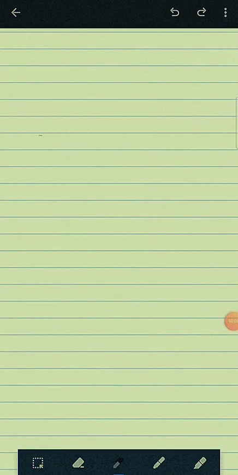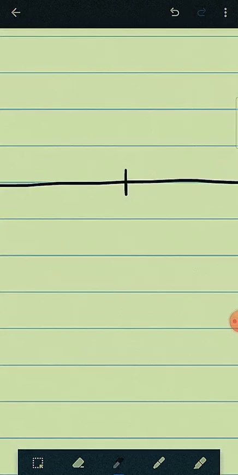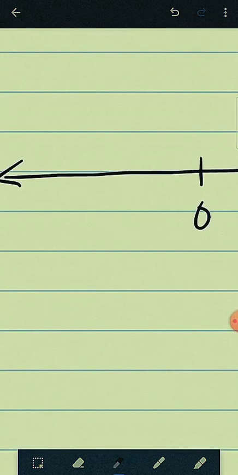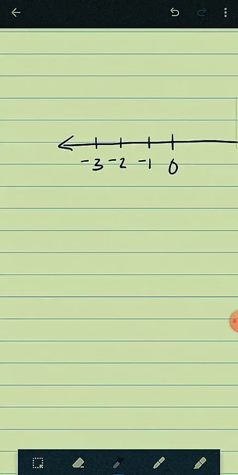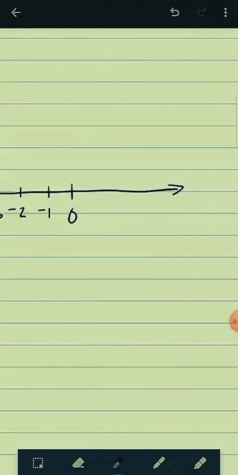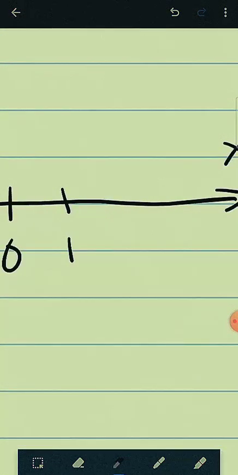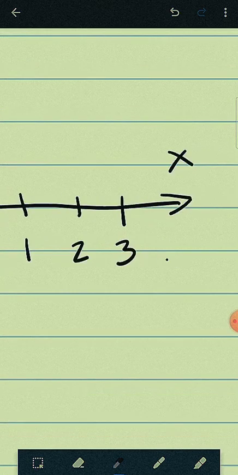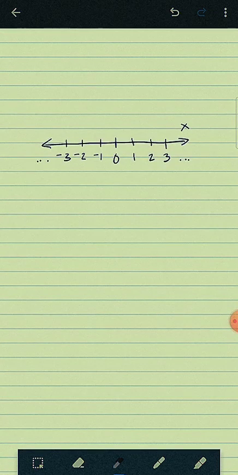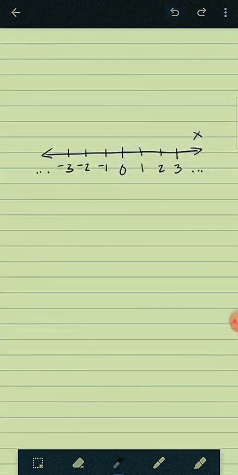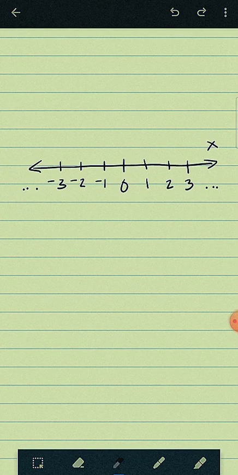Suppose we have this number line. It starts from 0, and as we travel to the left, we've got -1, -2, -3, and so on. And we know that this is the x-axis, and to the right, it's all positive numbers, 1, 2, 3, and so on. So all of these numbers you can see here are just values of x, possible values of x.